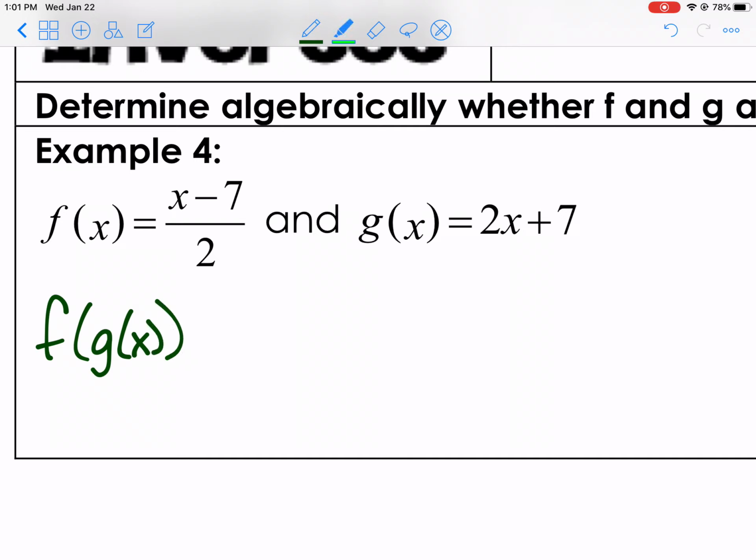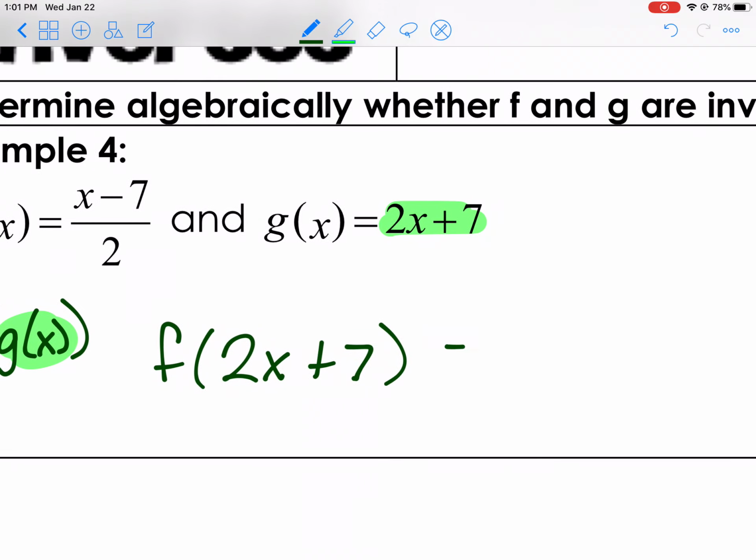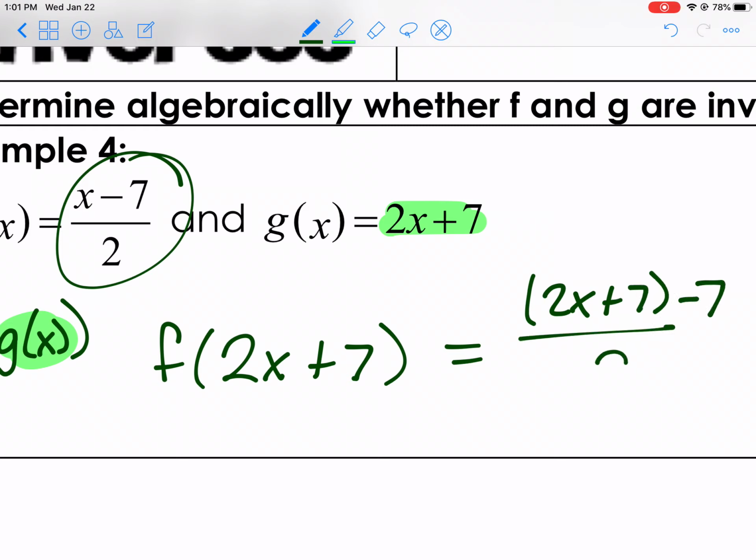Now, we did a composite lesson yesterday, right? I suggested starting with the inside thing. So what I'm going to do is rewrite g of x as 2x plus 7. So now what I'm looking for is f of 2x plus 7, right? That was g of x. We're just substituting that in there. Now what I'm going to do is write the f function, but everywhere there's an x, I'm going to write 2x plus 7 instead. So here's the f function. Instead of x minus 7, I'm going to write 2x plus 7 minus 7 all over 2.